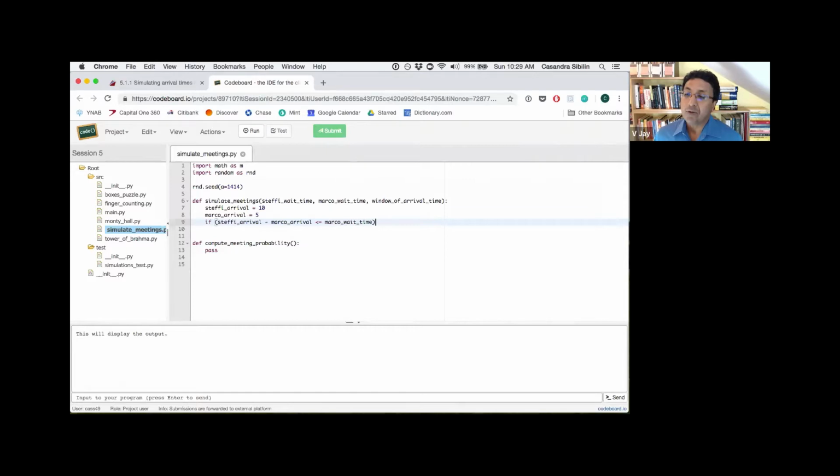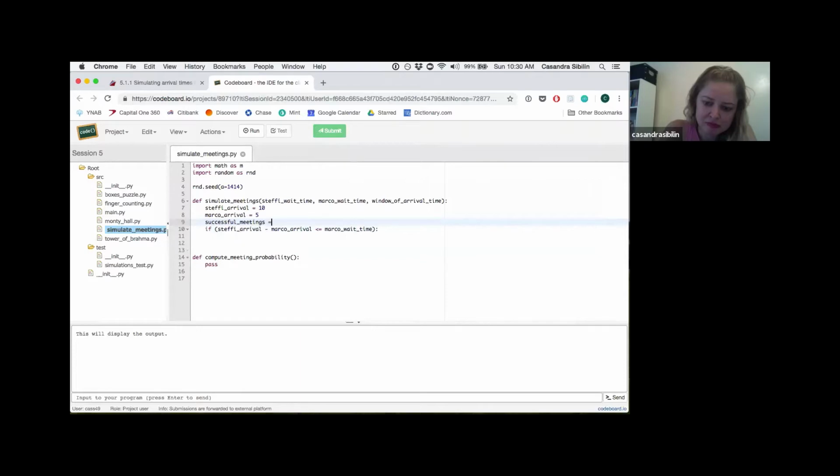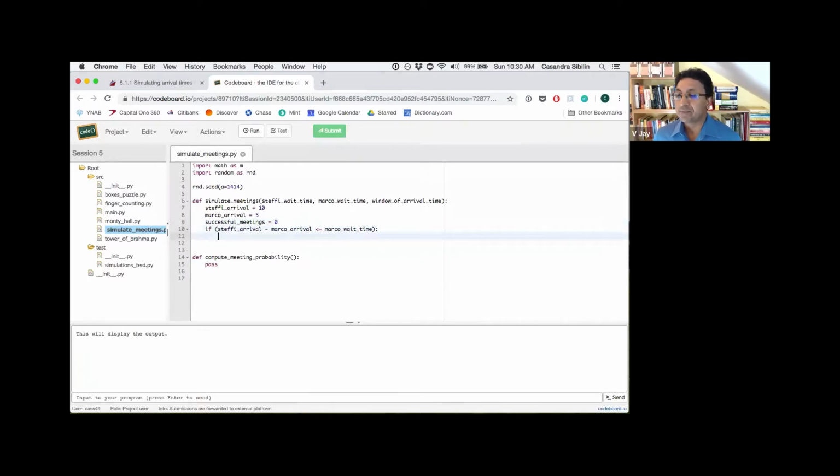If this is true, then what happens? They have a successful meeting. So let's keep a counter called successful meetings. Don't write it there, just keep a counter outside the if statement. Initialize a variable called successful meetings equals 0, and we're going to add 1 to it every time they meet. Now inside the if statement, we'll do plus equals 1. Make sense?